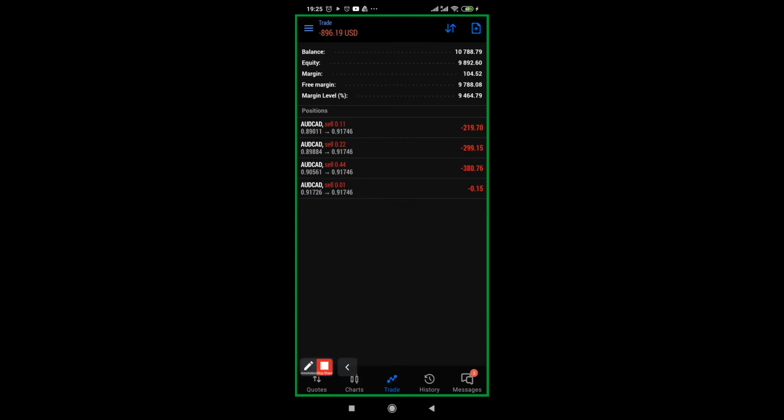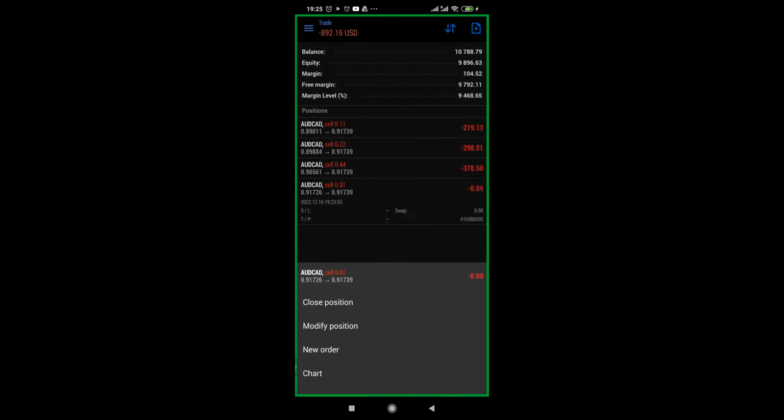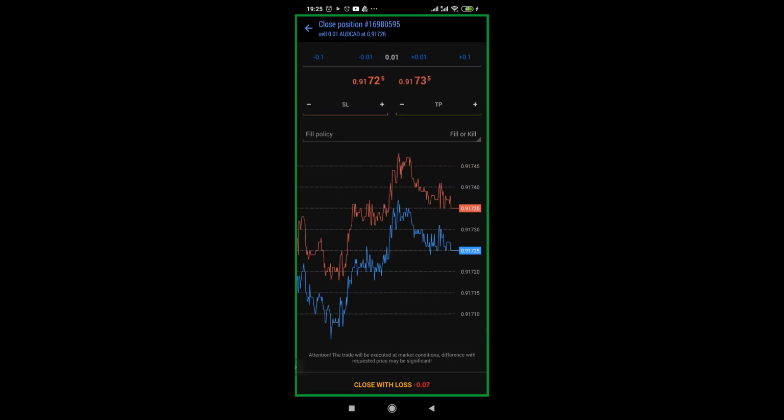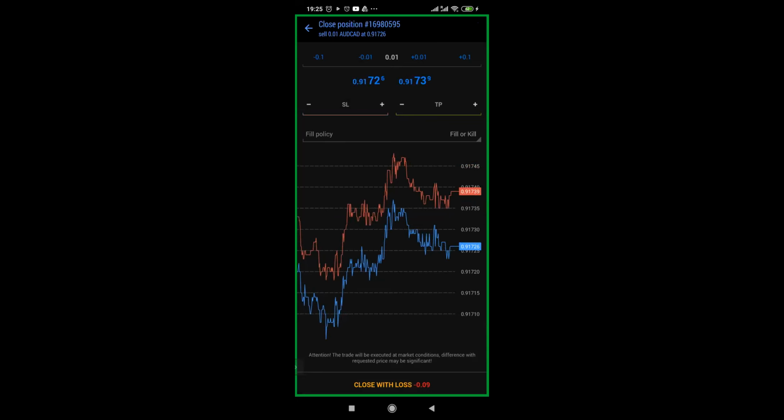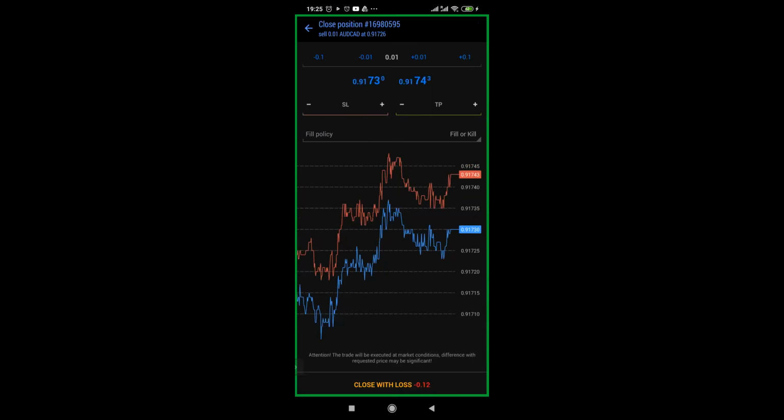Let's say the trade has gone your way and then you want to close the trade manually. All you have to do is just click on it for about 1 or 2 seconds, you see the close position option. So you click on close position, and then you see the option to close with loss. All right, so that's how you close a position.